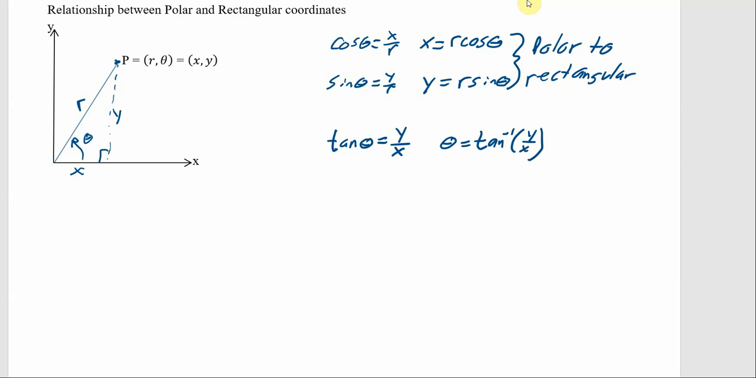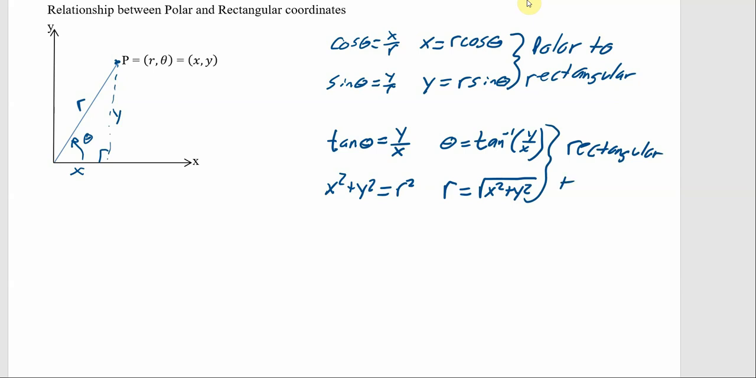And the fourth thing we can get from here is the Pythagorean theorem, and I know that x squared plus y squared is going to equal r squared. And if I take the square root of both sides, that gives me r is equal to the square root of x squared plus y squared. And now I'm going to be getting r and theta from x and y. And this is how I'm going to convert rectangular to polar. And when you convert rectangular to polar, you must draw the picture of this. So you got to draw this thing first in order to solve this.